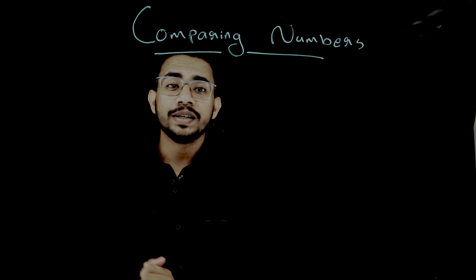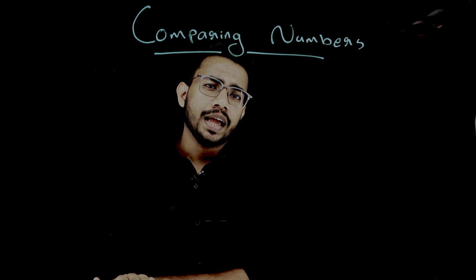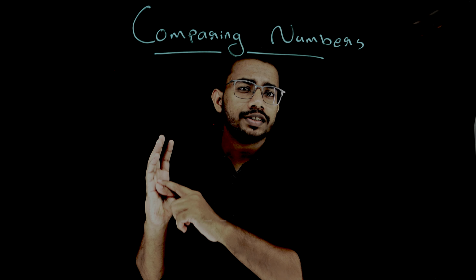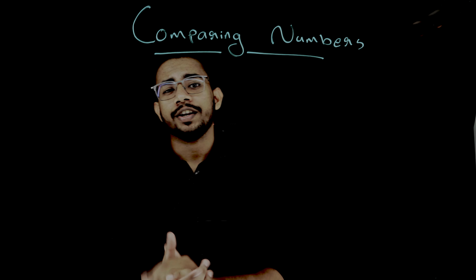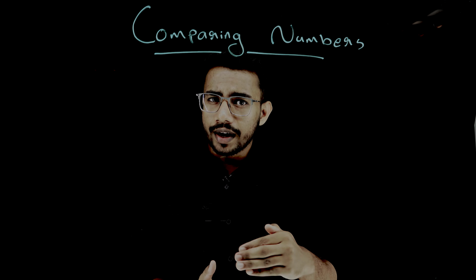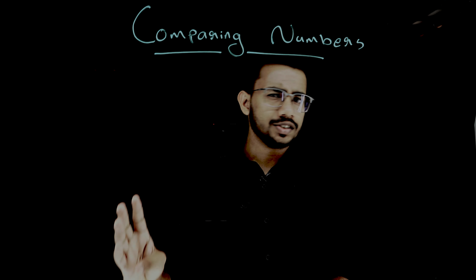In this video, we will be discussing how we can compare different numbers, and we will basically be following two methods. The first one is counting the number of digits in a number. Counting the number of digits. The higher the number of digits, the higher the number is. That is the first thing.